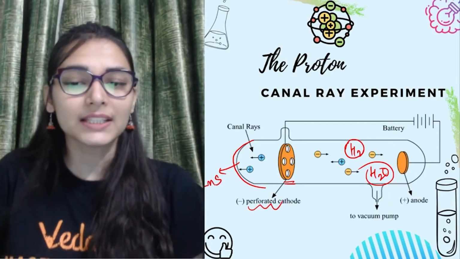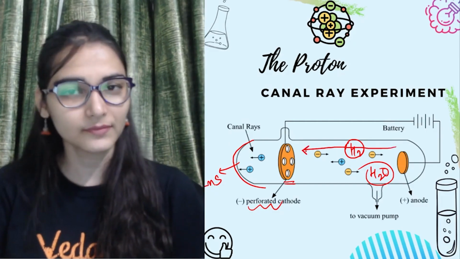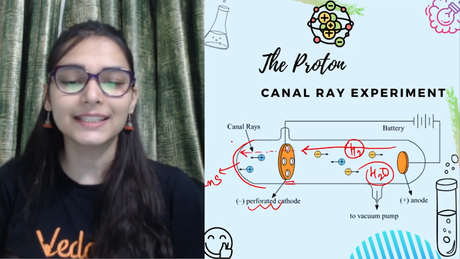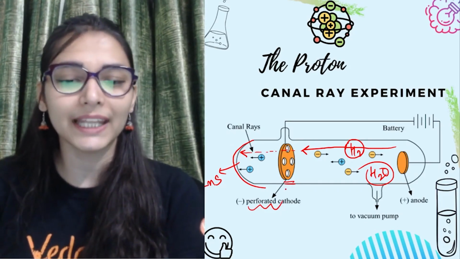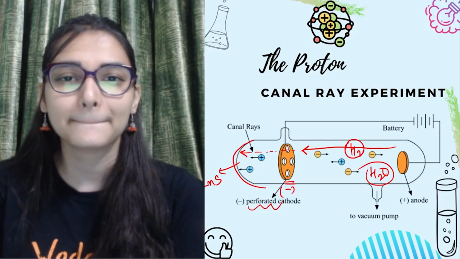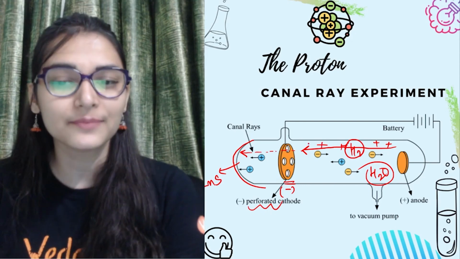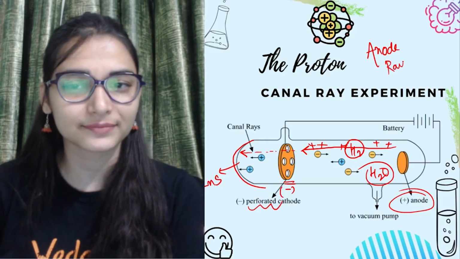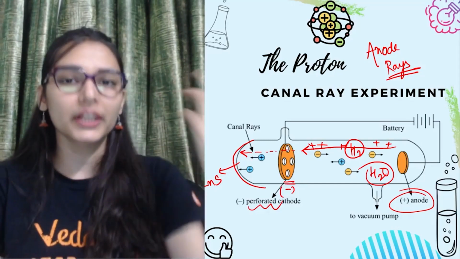So that means some rays are coming from the anode towards the cathode. They are passing through the perforated holes and hitting the zinc sulfide screen. Now think and tell me, if some rays are coming to the negatively charged cathode, what kind of charge would they have? Positive charge. Yes. So these were a beam of positively charged rays coming from the anode. So they were given a name, anode rays. Then they pass through the cathode and fall on the zinc sulfide screen.